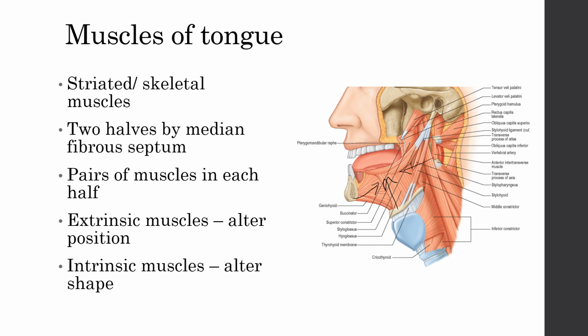Their action is that they alter the position of the tongue, that is, to protrude the tongue or retract the tongue. Intrinsic muscles are present within the tongue. They originate in the tongue, they insert in the tongue, and they alter the shape of the tongue.